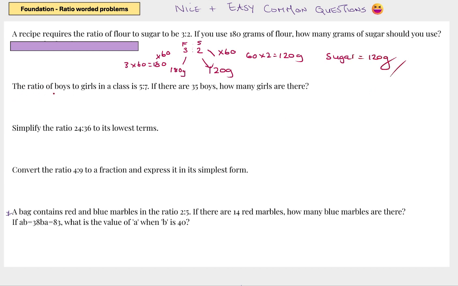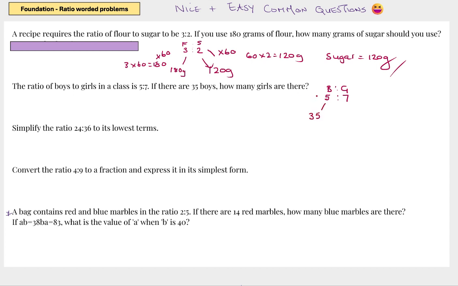So the next one, the ratio of boys to girls in a class is 5:7. If there are 35 boys, how many girls are there? So we're going to do boys to girls, just like we did up there, 5:7. Got it in the right order. So we have 35 boys.